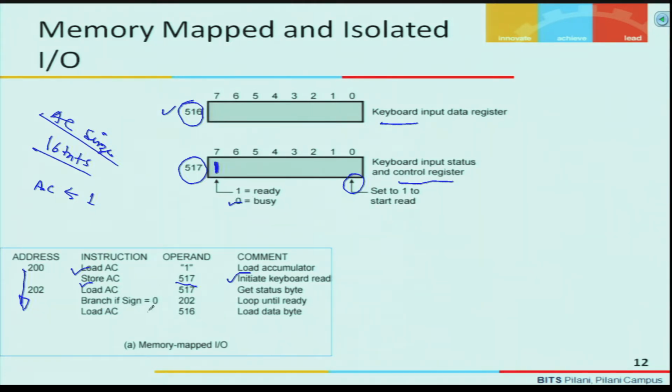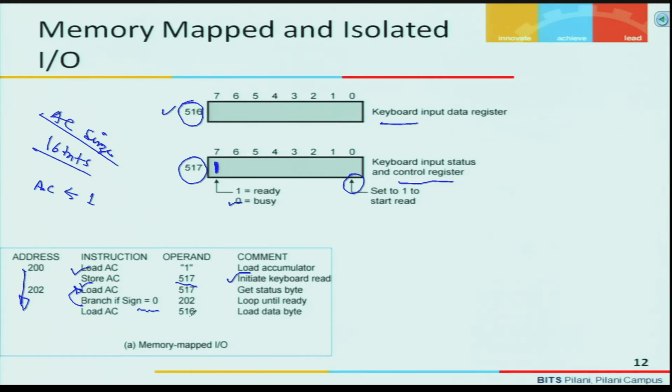Then it is checking branch if sign equals 0. If I interpret this 8-bit data as a signed word, then it will tell me the sign of it. The leftmost bit always tells the sign. If the sign is 1, then it is ready. If the sign is 0, then it has to branch to 202 again and continuously check the status of the keyboard. Once the status bit indicates 1, it means it is ready.